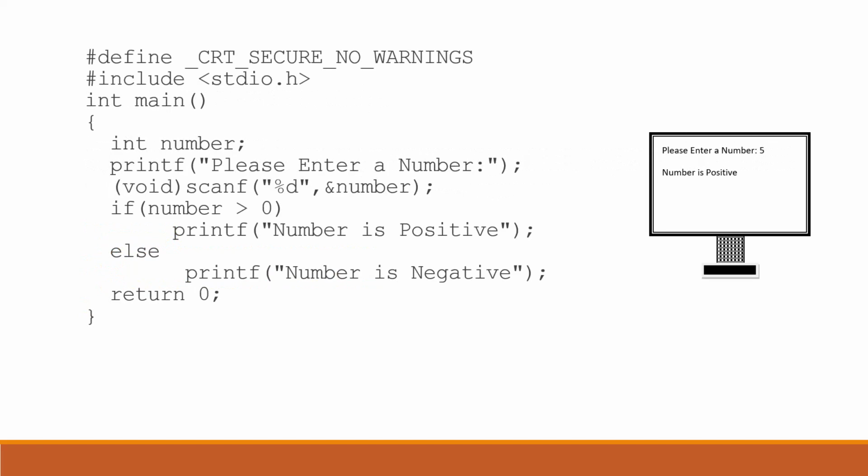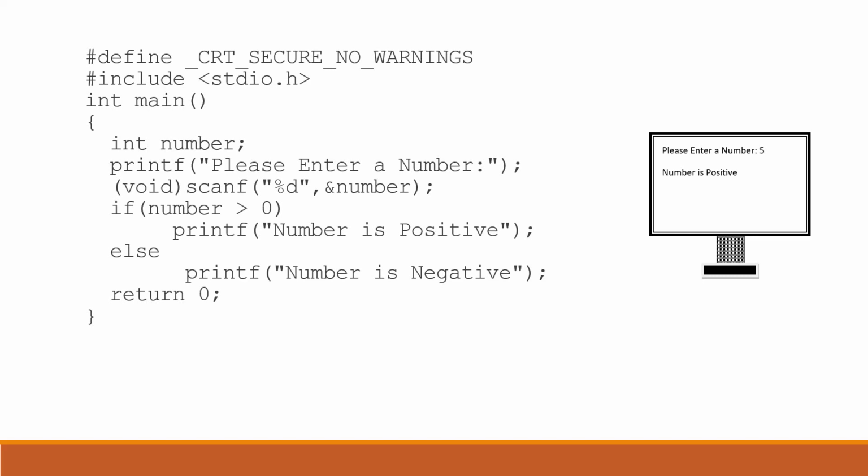The #define _CRT_SECURE_NO_WARNINGS line is a preprocessor directive used to suppress warnings related to the use of certain functions like scanf in Visual Studio. The #include <stdio.h> directive includes the standard input-output library, which provides functions like printf and scanf. The int main function is the entry point of the program.